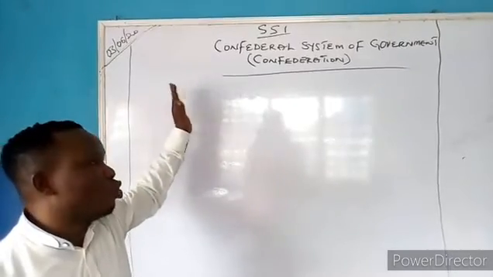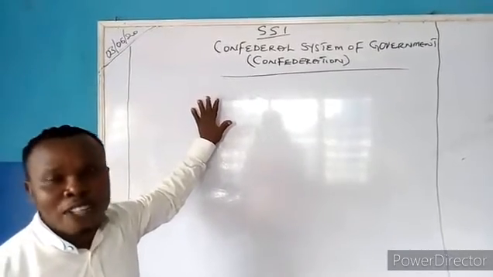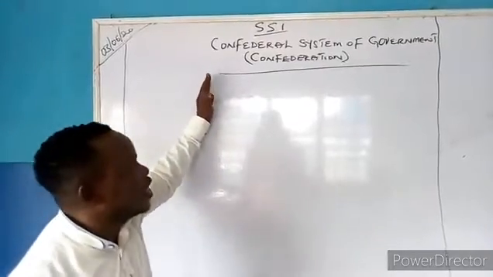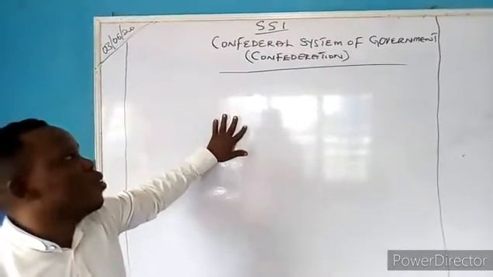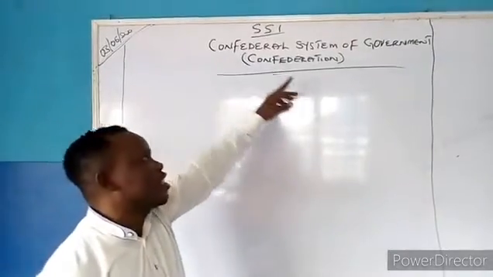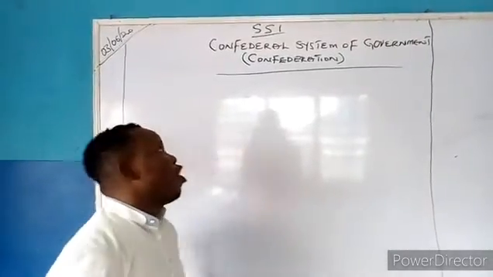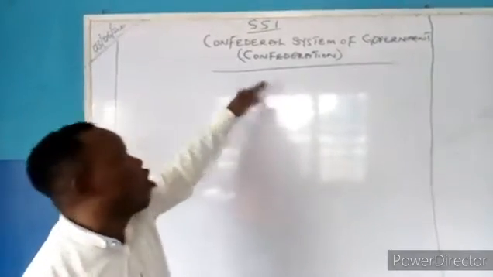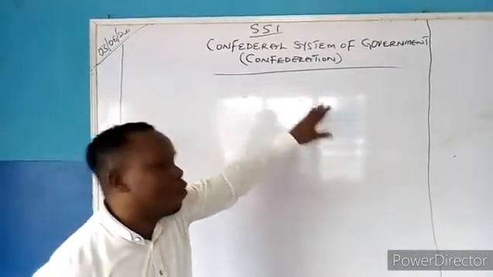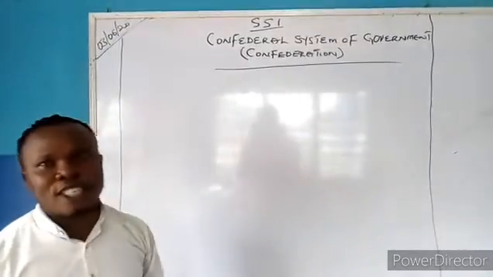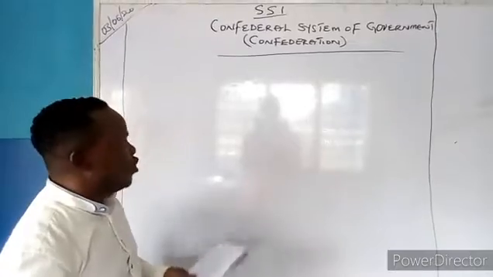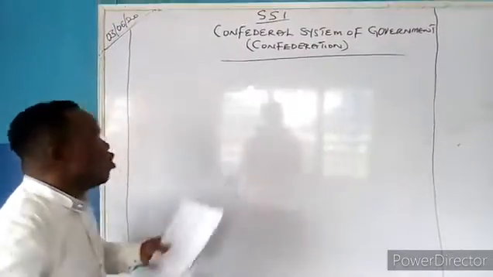Today we are going to discuss another fresh topic from basic concept and characteristics of government. As you all know, we are through with the unitary system and the federal system of government, and today we are going to look at the confederal system of government, or confederation. And the question is, what is confederal system of government or confederation?